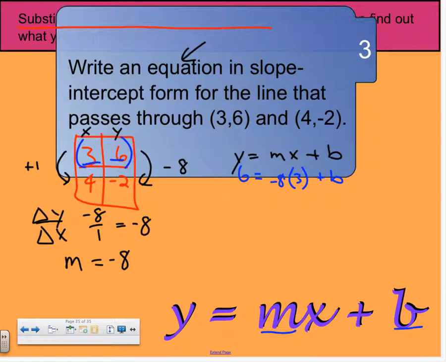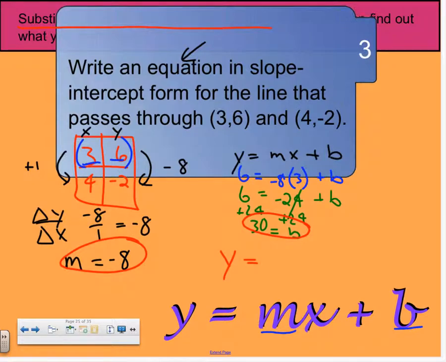-8 times 3 is -24. So 6 equals -24 plus b. I have to add 24 to both sides. And that's going to cancel and leave b equals 30. Now I have the two things I need. I know that m equals -8. I know that b equals 30. So I can rewrite my equation. Y equals -8x plus 30, and that is my equation written in slope-intercept form.